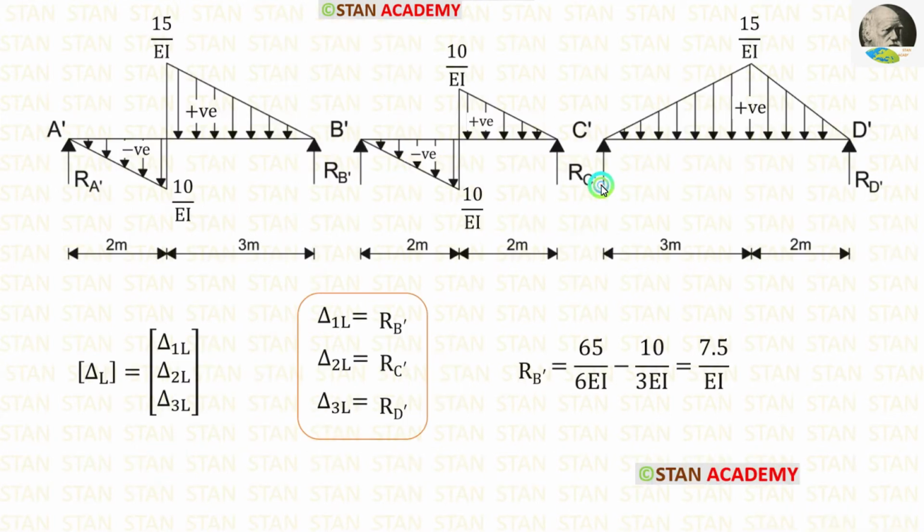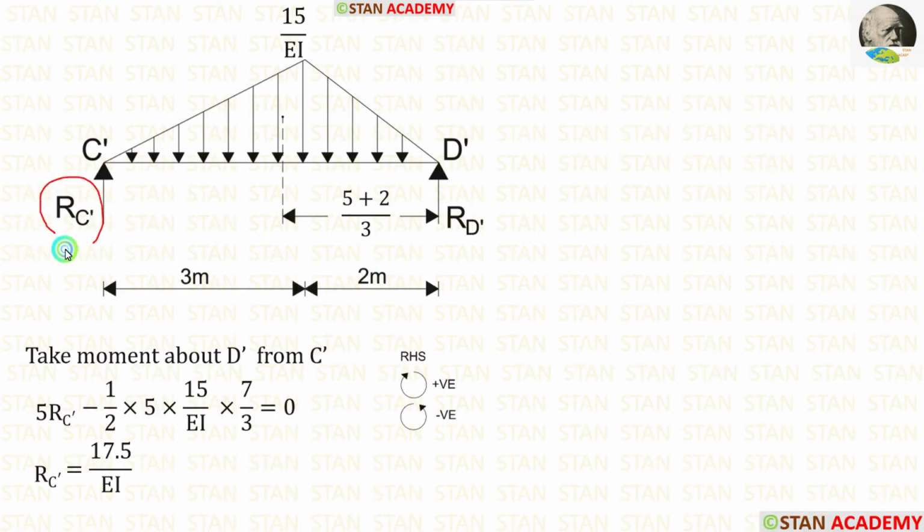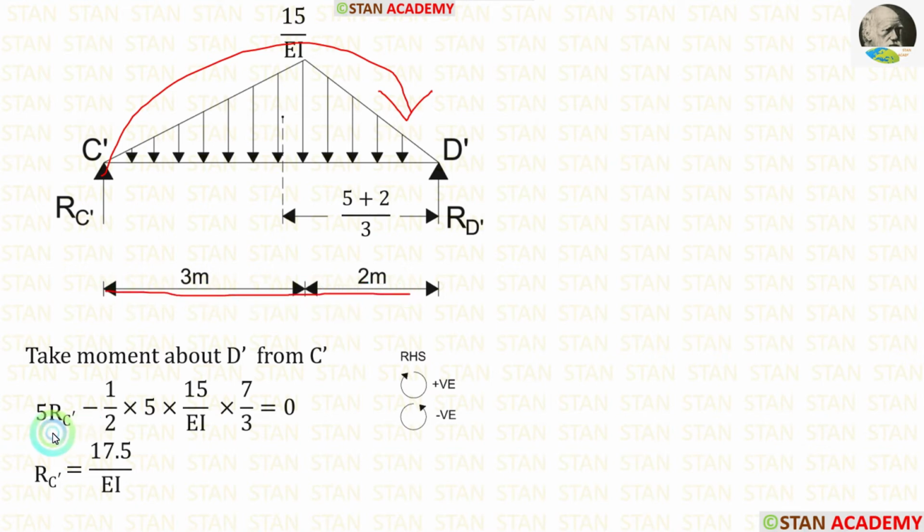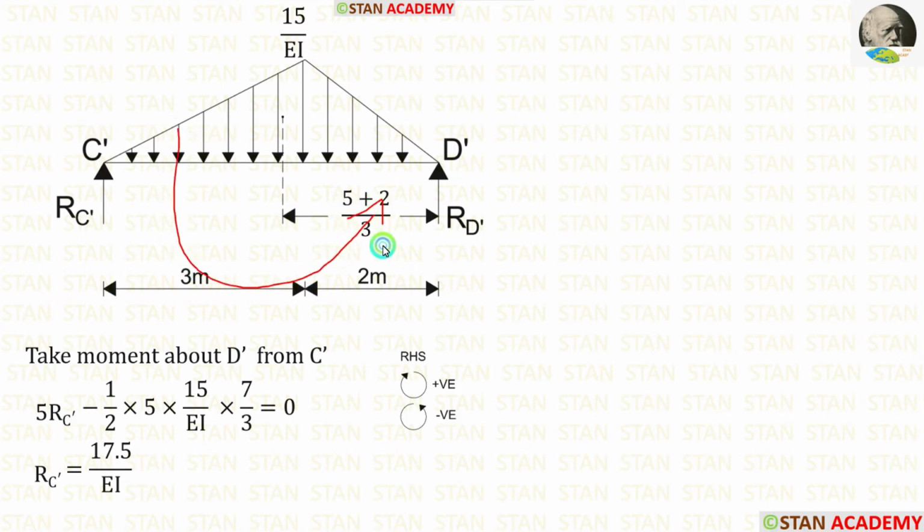Now let us calculate RC dash in the beam C dash D dash. To calculate RC dash, I am going to take moment about D dash. RC dash is acting towards the point D dash in the clockwise direction, so it will be positive, and the distance is 5 meter, so 5 RC dash. This UVL is acting towards the point D dash in the anticlockwise direction, so it will be negative.